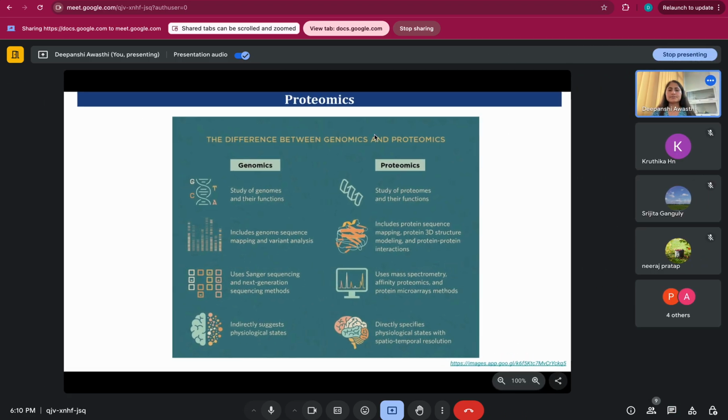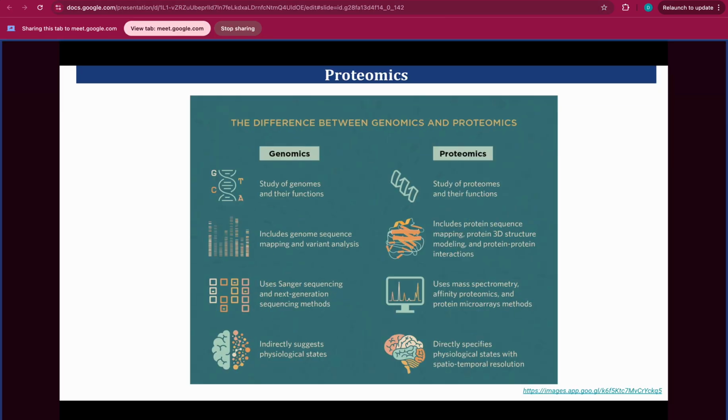Okay. Now let's talk about these two terms, which are genomics and proteomics. Genomics means the study of the genome and its functions. Proteomics deals with the study of proteomes and their functions.